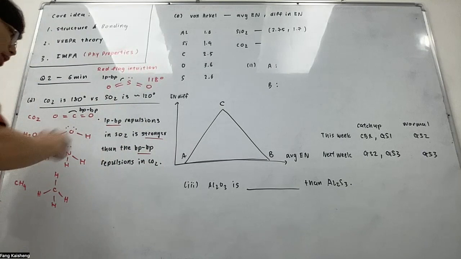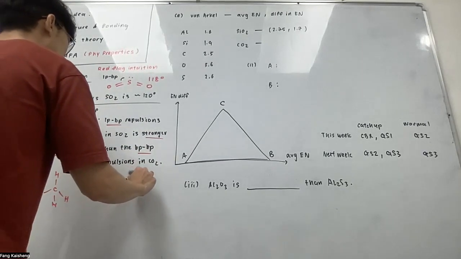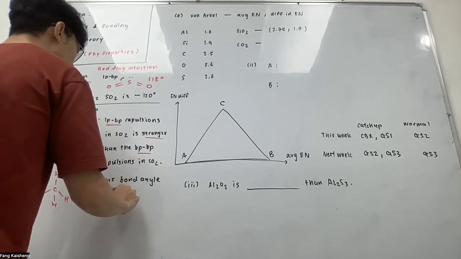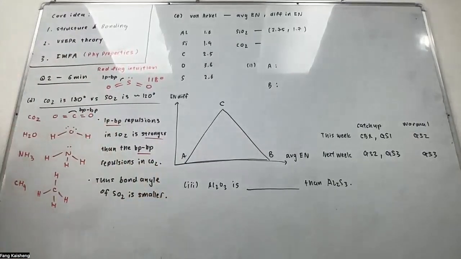If your head is a bit itchy, you can add that the bond angle of SO2 is smaller. I mean, if you write this, okay, good, but it doesn't give you extra marks. So you write this for your own reassurance. Okay, that's it.